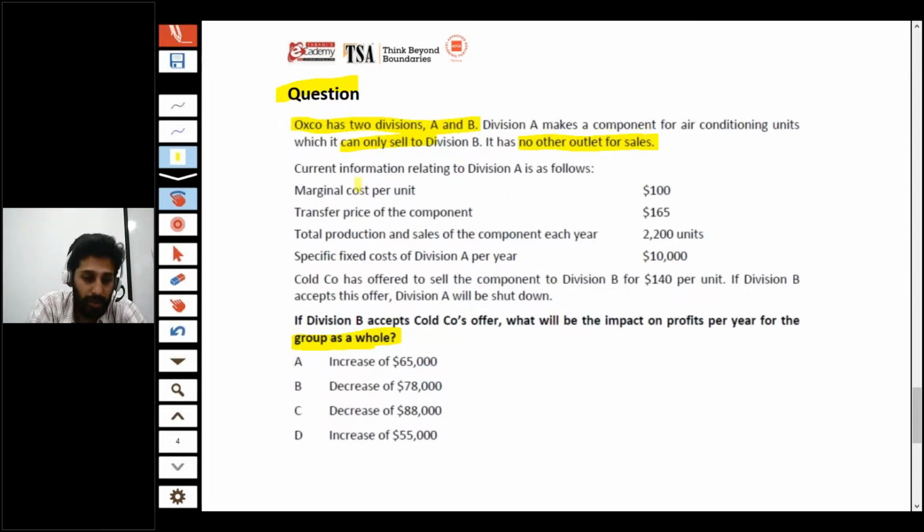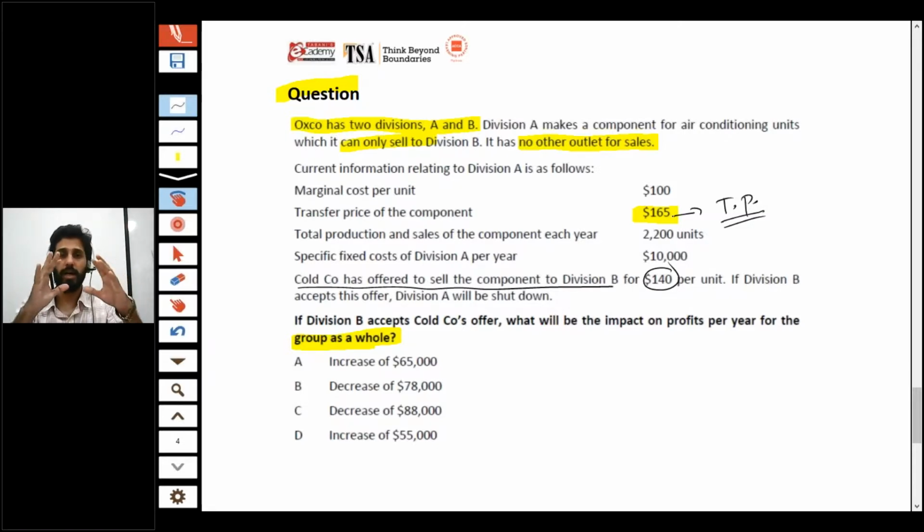So this is the transfer price 165. 165 is the transfer price currently, right? Marginal cost, whatever. Cold company has offered to sell the component for 140. Now see that the current transfer price is 165.